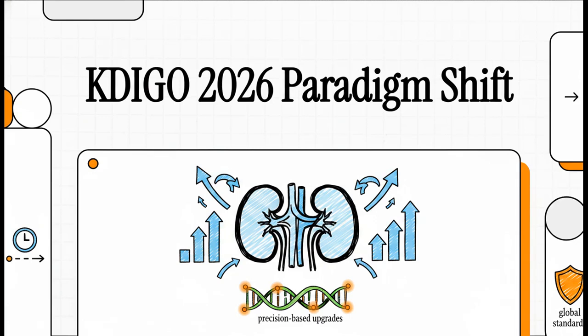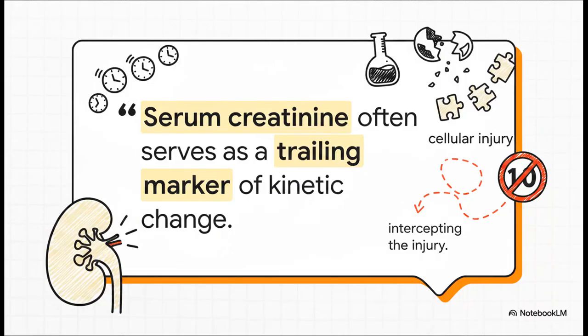Welcome to this explainer. Today, we're diving straight into the paradigm-shifting updates from the 2026 KDIGO guidelines for acute kidney injury and acute kidney disease. Now, if you're a clinical professional, you already know just how incredibly challenging it can be to stay ahead of acute kidney decline. But with this new public review draft, well, our global standards are getting a massive, precision-based upgrade. Okay, let's just get right into it.